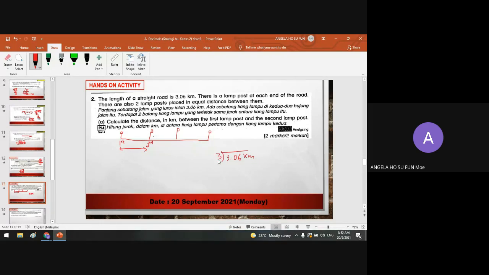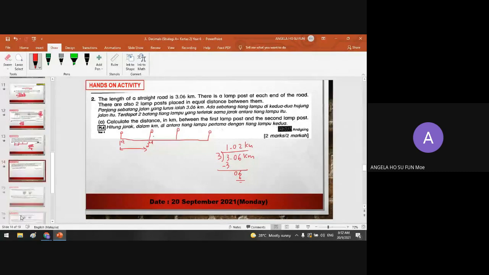Yes, I think you are correct. 3 times 1 is 3. No remainder. Bring 0 down, and of course the decimal point follows. This is 0, of course. You bring the 6 down. So 3 times 2 is 6. So the answer is 1.02 kilometer. Then you are right. Continue.